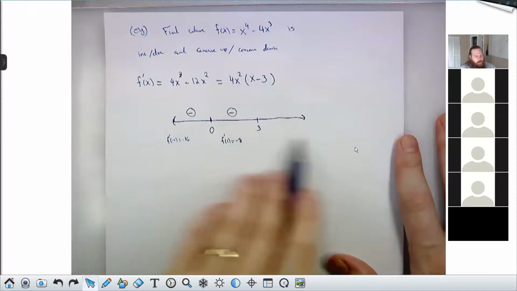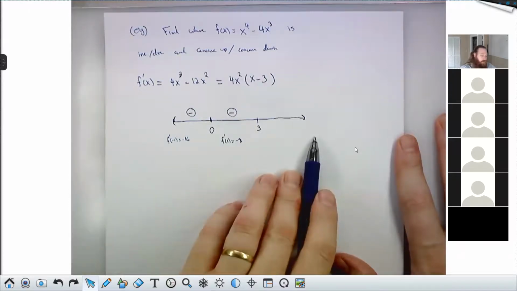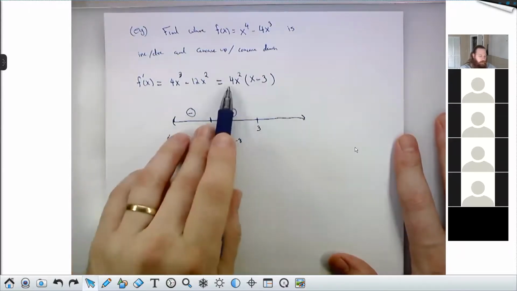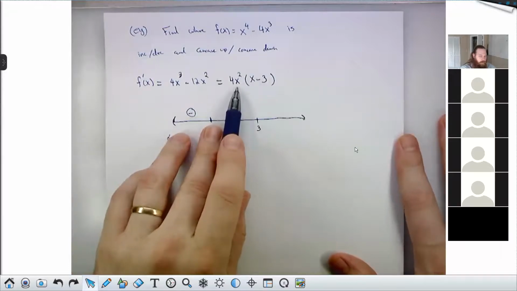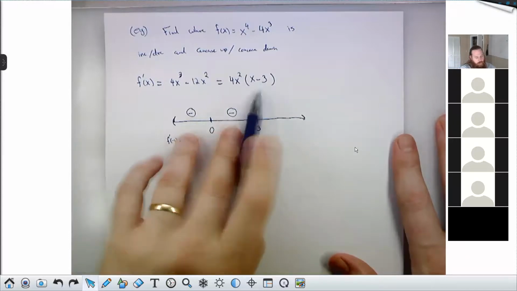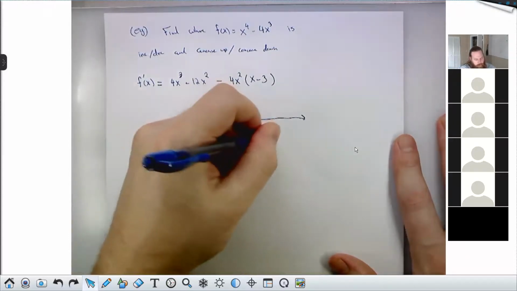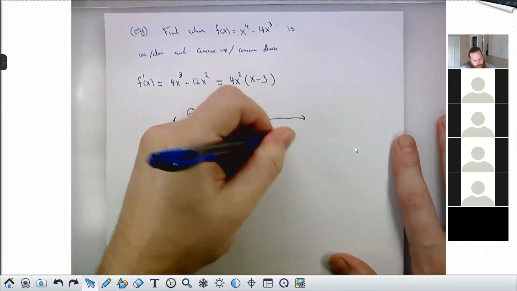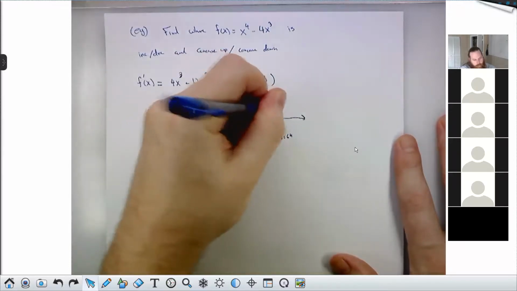And then to the right of 3, I could plug in x equals 4. I would get 4 times 4 squared, or 4 cubed, which is 64, times 4 minus 1, which is 1. So f prime of 4 is positive 64. This is positive.